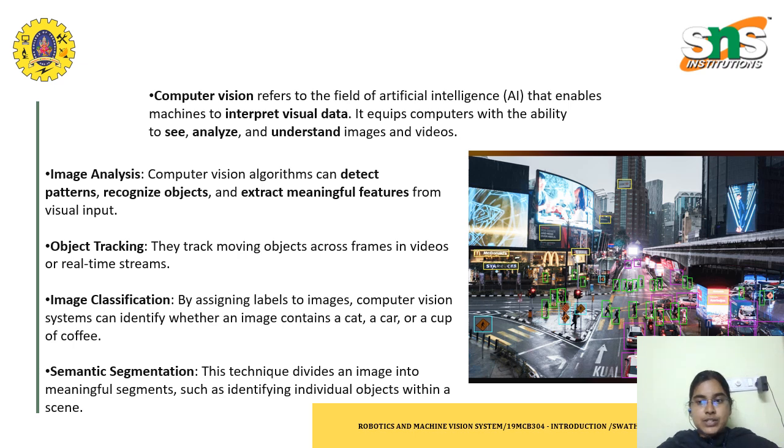Next is image segmentation. This technique divides an image into meaningful segments, such as identifying individual objects within the scene. So these are the types of how a computer gets an image, and what are the types of analyzing, the steps, and the techniques we have.